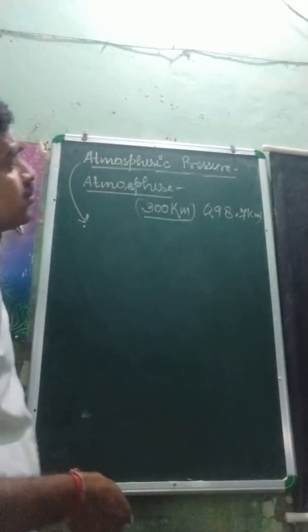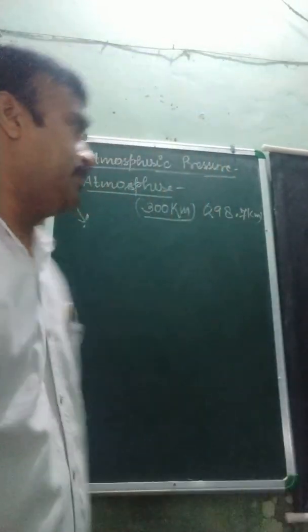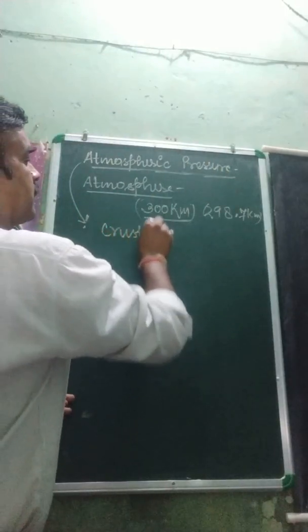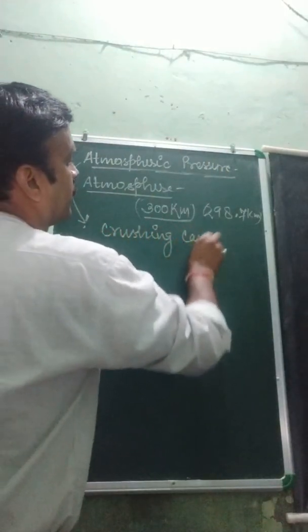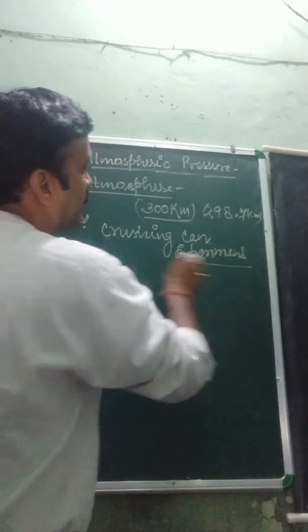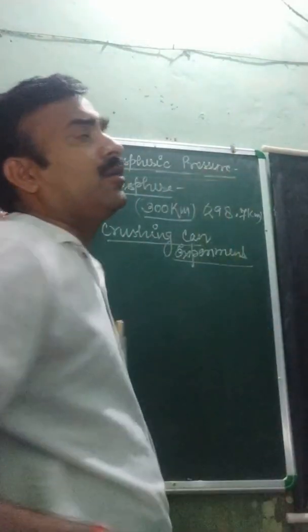Now, how can we show the effect of atmospheric pressure? There is an experiment by which we can prove the effect of atmospheric pressure, the crushing can experiment. By the use of the crushing can experiment, we can explain the effect of atmospheric pressure.